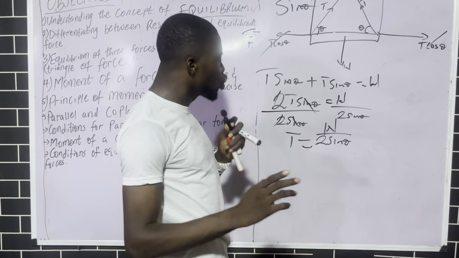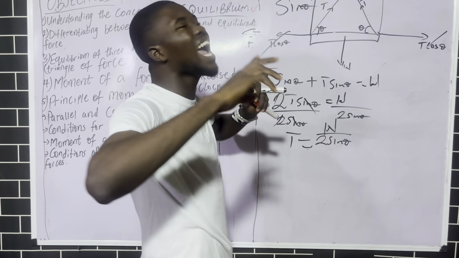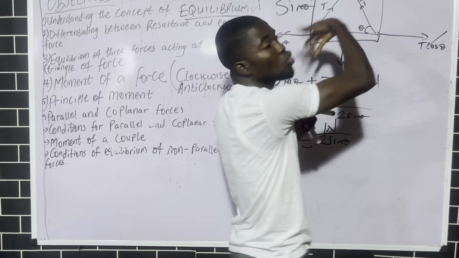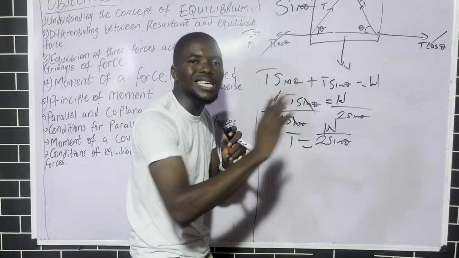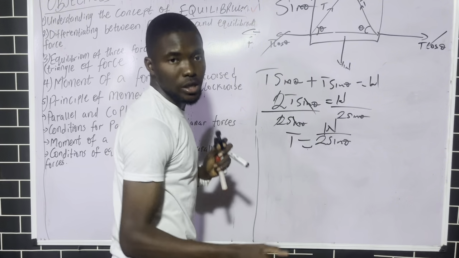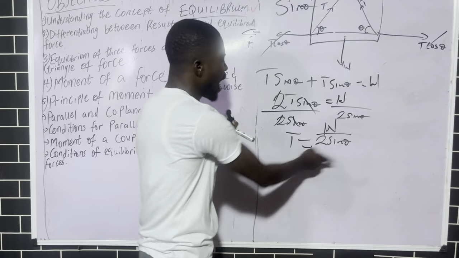So this particular formula is one you can use to solve anything that, once you see the diagram and it looks like this, you don't need to do all the working I have done. Just remember this formula: T equals W over 2 sine theta. So if the question says I should find T, all I have to do is input my value for W that the question gave me, put my theta here, and do my mathematics.